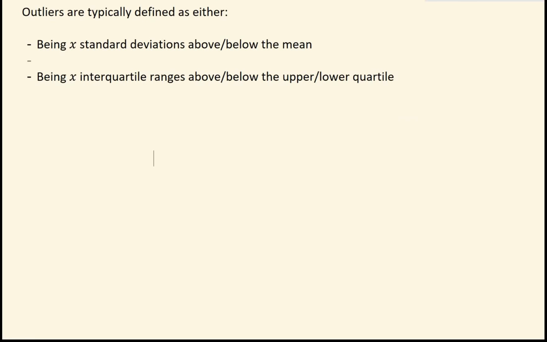There are basically 2 ways you see this. You can either be X standard deviations above or below the mean, where X will be given in the question, or you could be X interquartile ranges above and below the upper and lower quartiles. And again, you'll be told how many interquartile ranges to take.